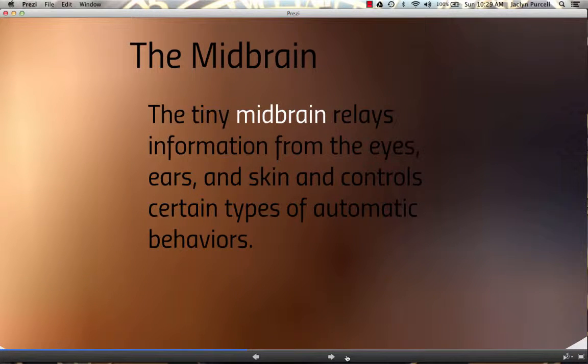The midbrain. The tiny midbrain relays information from the eyes, ears, and skin and controls certain types of automatic behaviors. The midbrain and its connections to the forebrain permit the smooth initiation of movement.